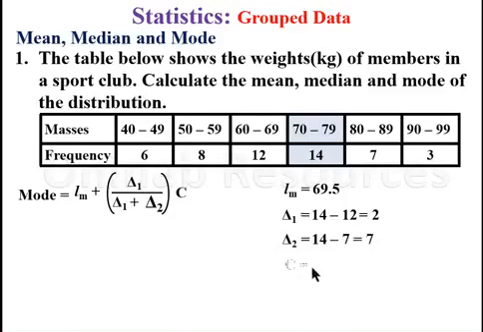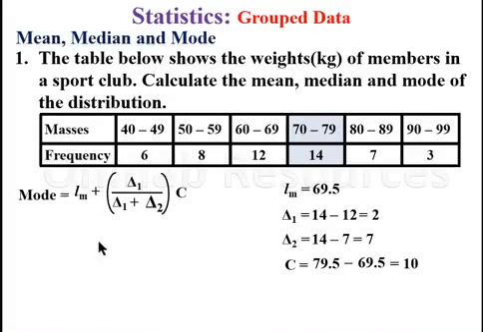And again, our class size is the positive difference between the lower class boundary and the upper class boundary. So the upper class boundary here is 79.5 minus 69.5, which gives 10. And we now substitute this into the formula for mode.